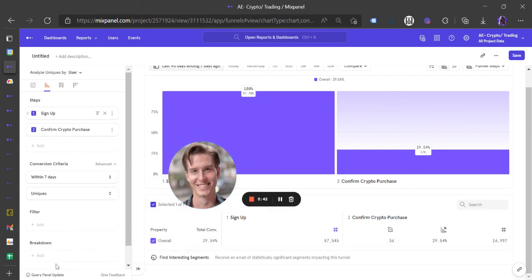But this is all I have to show for this question, and I think the funnel is probably a better way of doing this than the cohorts. But again, both are useful for their own reasons, of course.